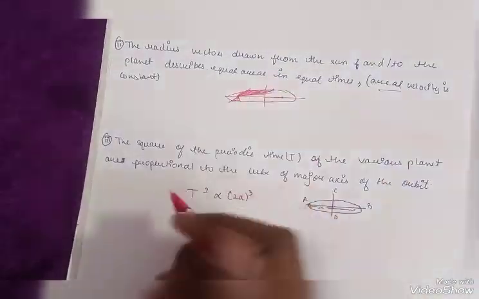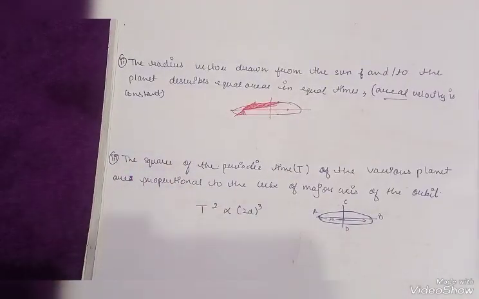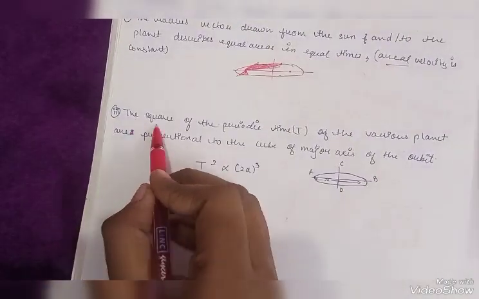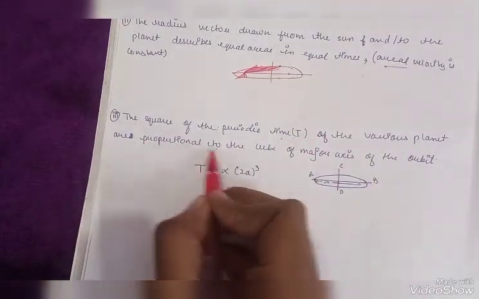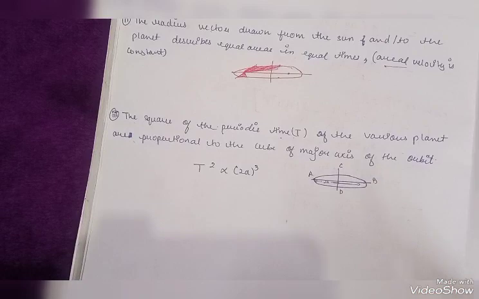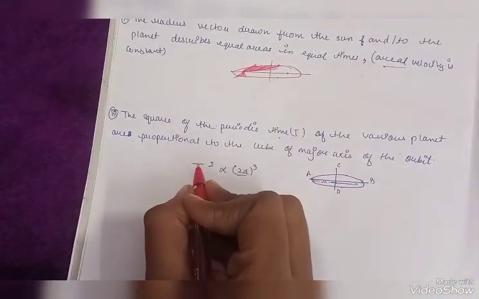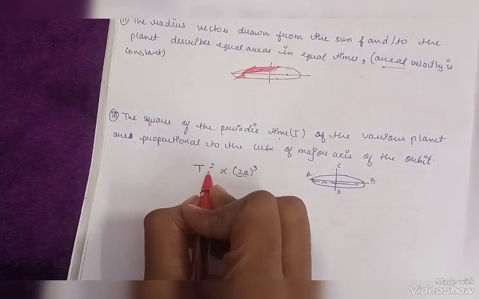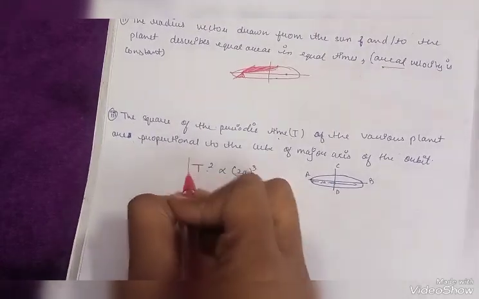The third law of Kepler: the square of the periodic time T of the various planets is proportional to the cube of the major axis of the orbit. 2a is the major axis of the orbit, and it says that the square of the periodic time is directly proportional to the cube of the major axis. This is the third law of Kepler.